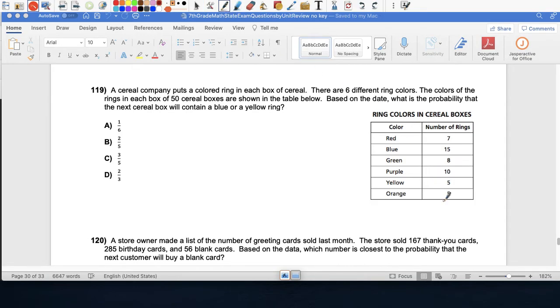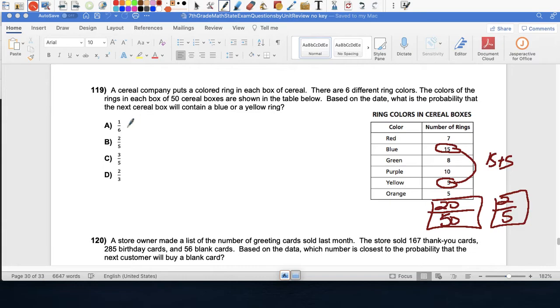So there are 50 in total, right? 10, 20, and 30 is 20. So the probability that the next will contain a blue or a yellow, the probability of being a blue or yellow, if you add those up, so the chances of you reaching into that cereal box and taking a blue or yellow, it's 2 out of 5, simplified. There you go.